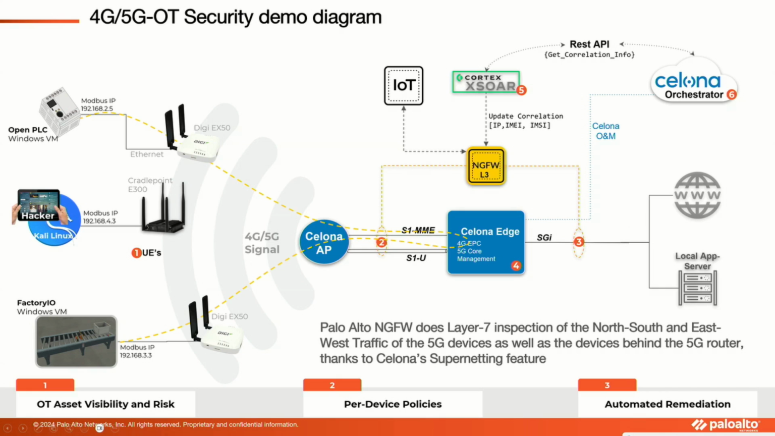Particularly, we have OT devices. This is actually a factory environment. What do we have in the factory environment? If you're familiar with factory components, OT components, we have this PLC, which is no other than the brain of the factory process.